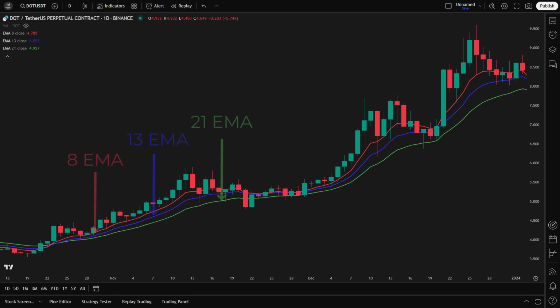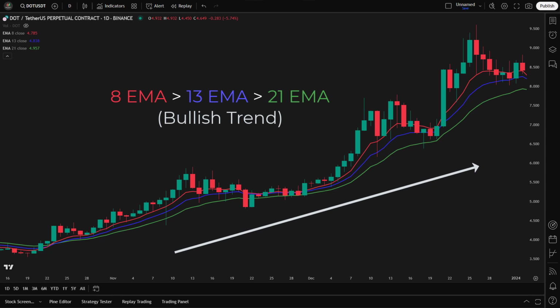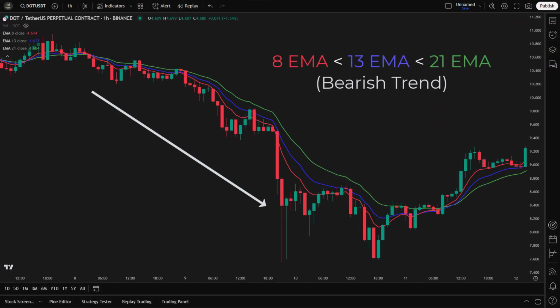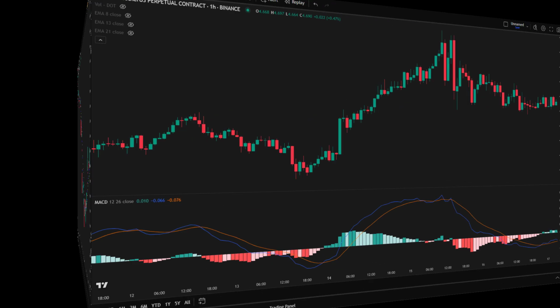How do we use them? When the 8 EMA is above the 13 EMA and the 13 EMA is above the 21 EMA, it indicates an uptrend. When the 8 EMA is below the 13 EMA and the 13 EMA is below the 21 EMA, it signals a downtrend.